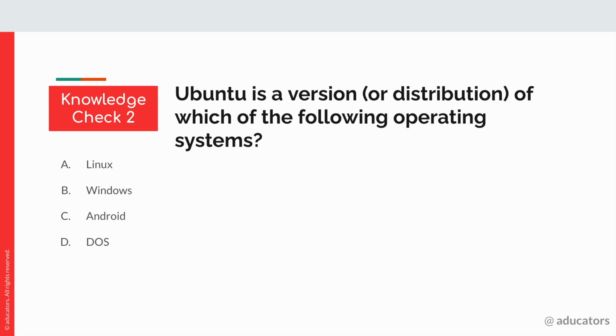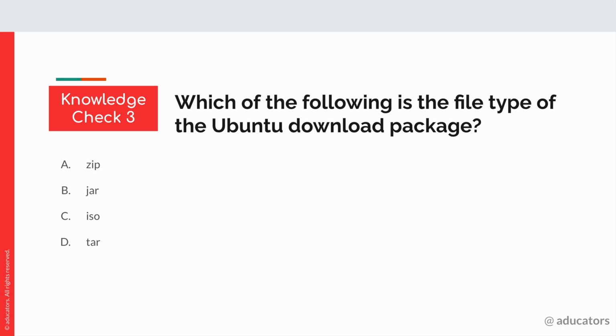Question number 2. Ubuntu is a version or distribution of which of the following operating systems? A. Linux. B. Windows. C. Android. Or D. DOS. Question number 3. Which of the following is a file type of Ubuntu download package? Option A: zip. Option B: jar. Option C: ISO. Or option D: tar.